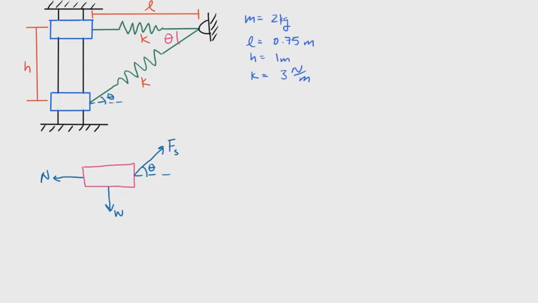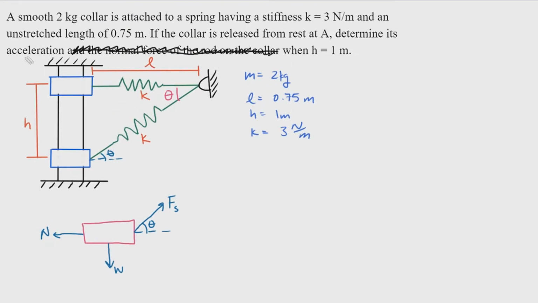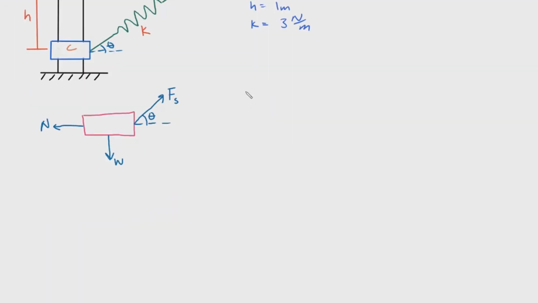From there, what we have to do is sum the forces in the y direction so that we can find the acceleration of the collar when it hits this point. So this is A, and this is C. Let's sum the forces in the y direction. We're going to say up is positive, so the sum of the forces in y equals Fs sine theta minus W, and that equals the mass times acceleration in the y direction. We can rewrite this as Fs sine theta minus mg, which is just the weight of the collar, equals the mass of the collar times acceleration in the y direction.